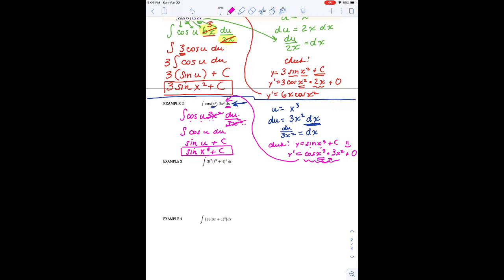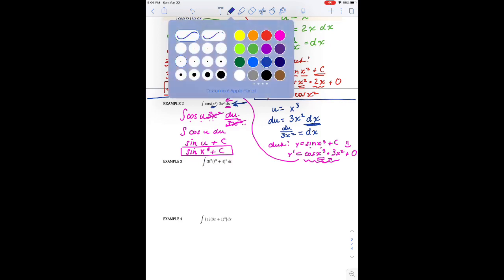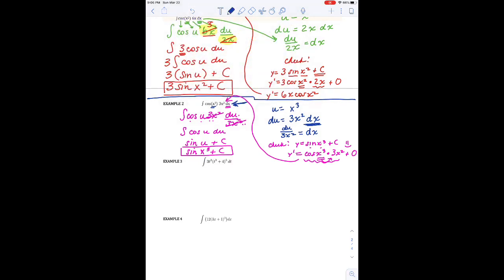Okay, ready for another one? Here we go. Let's first start with u. So notice we're not in a trig world anymore. Again, each of these is a little bit different, but the same concept over and over again. We're looking for the innermost function.